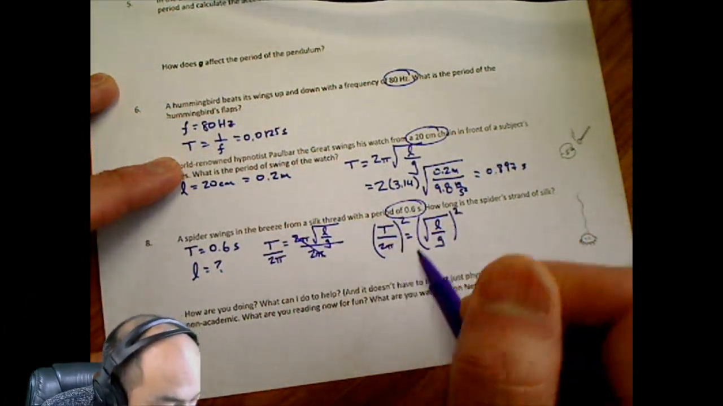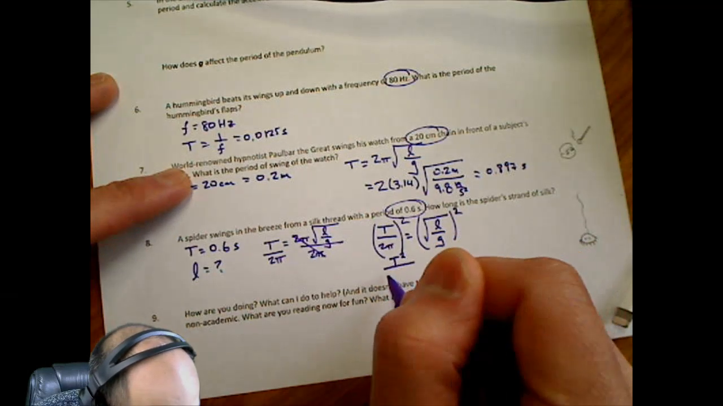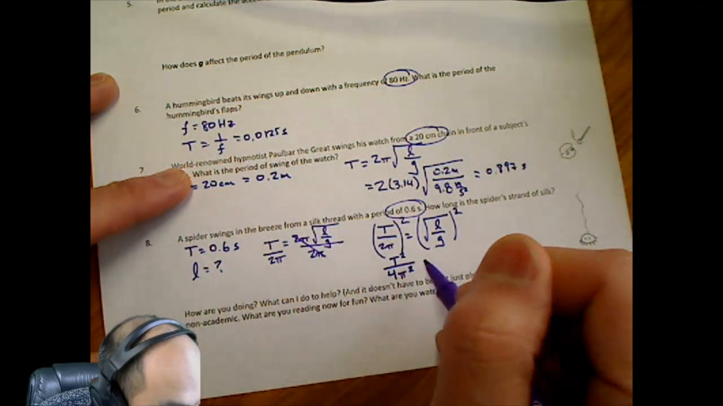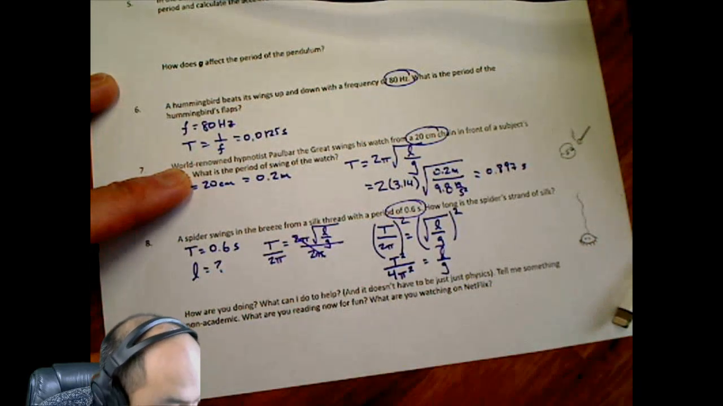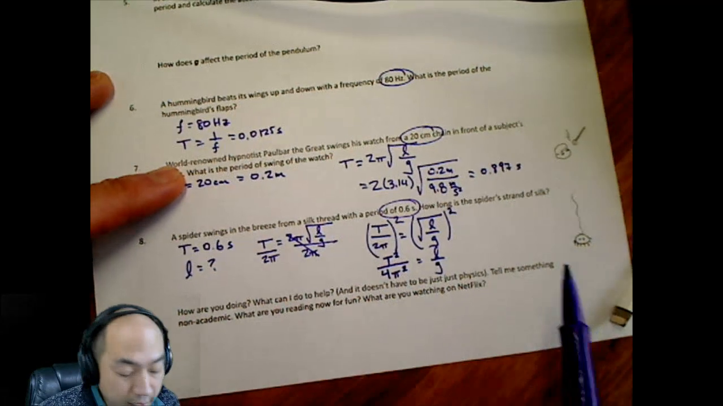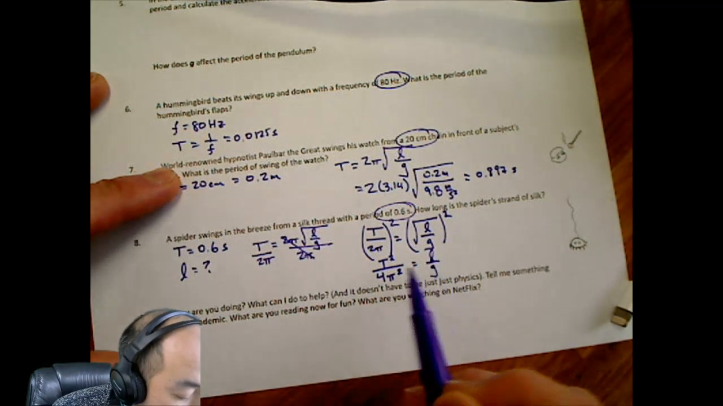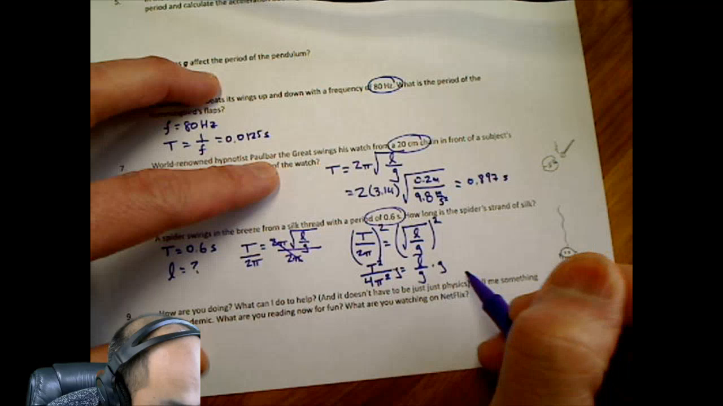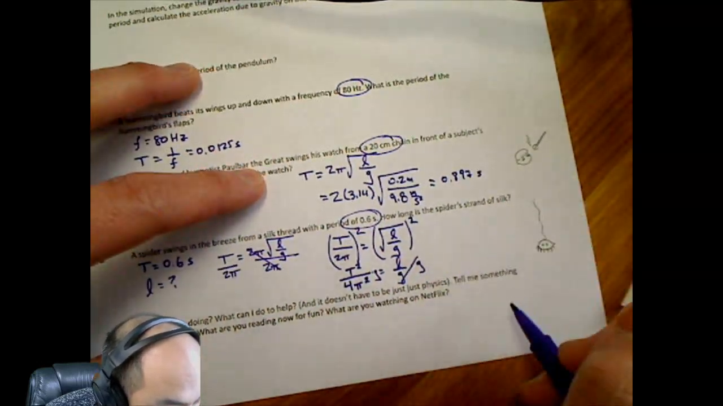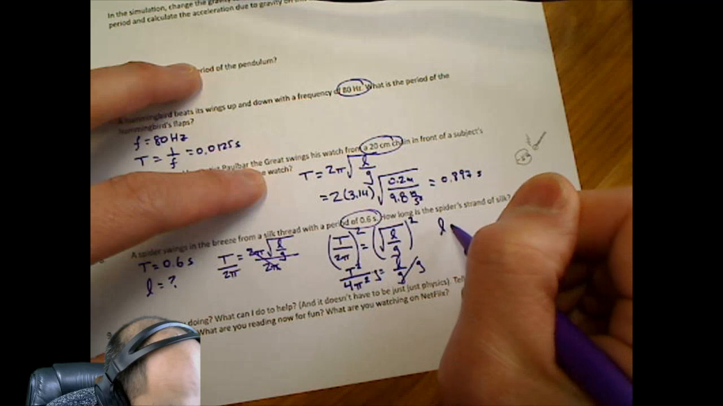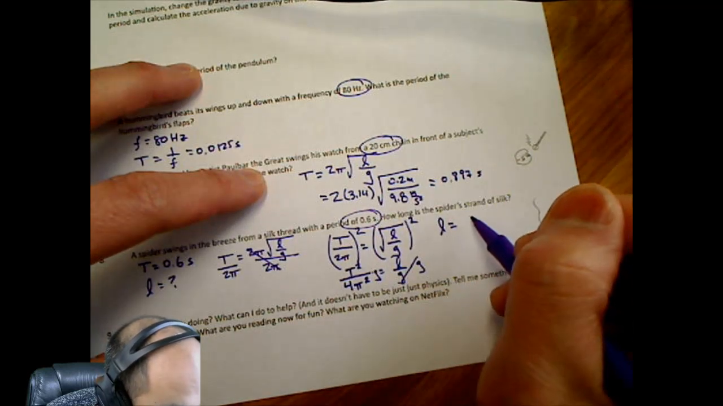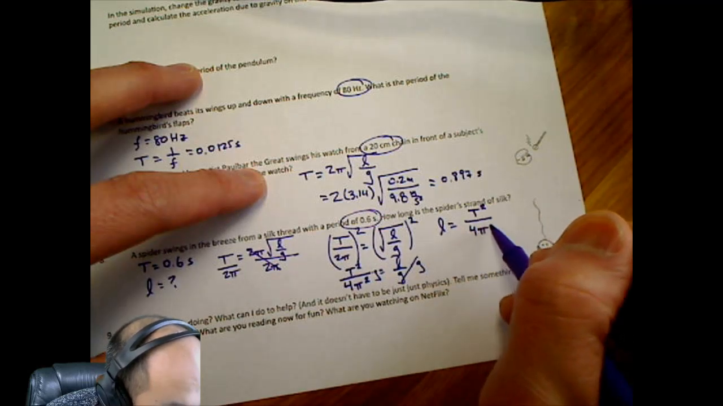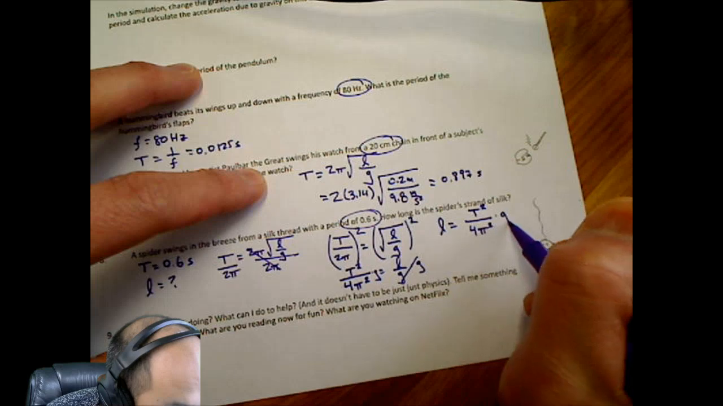And so on the left side, I have T squared divided by 4 pi squared, so everything on the left side got squared, is equal to L divided by G. And now the last part here, to get L by itself, I'm going to multiply both sides by G. So times G, those G's cancel. And so my final equation is L is equal to T squared divided by 4 pi squared times G.